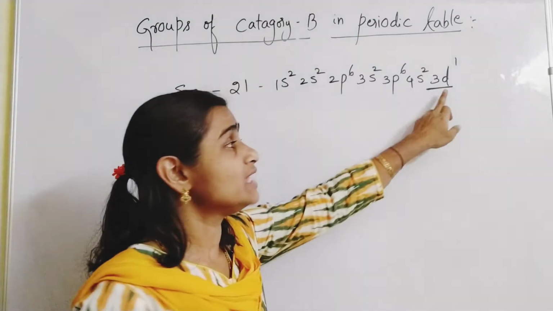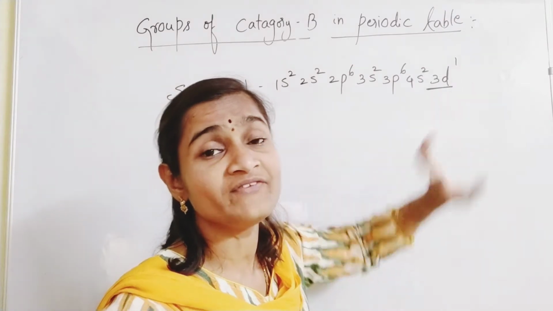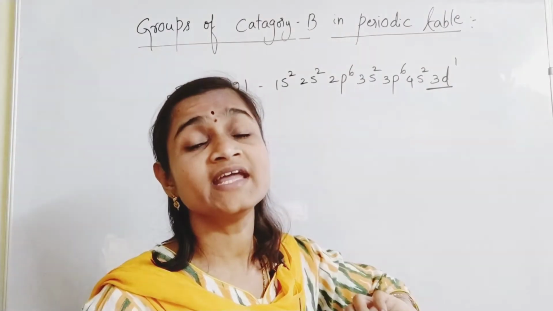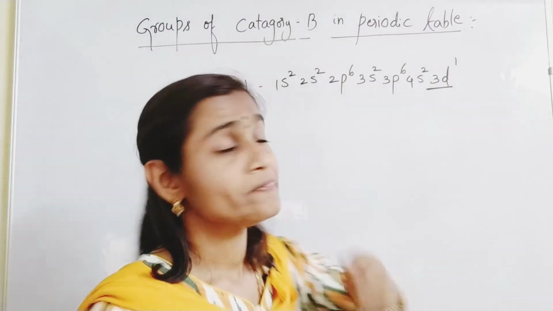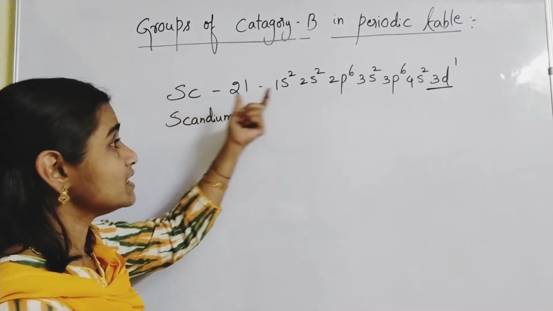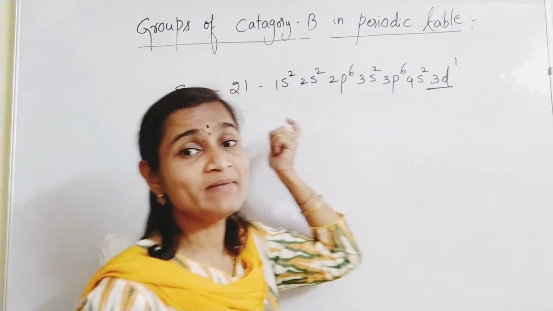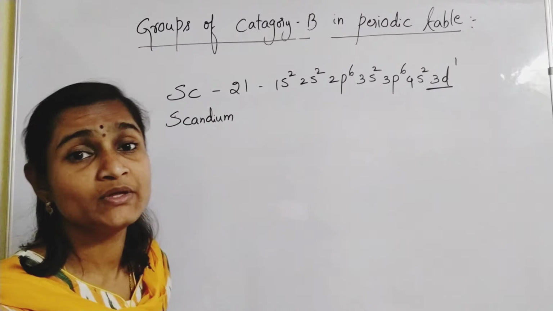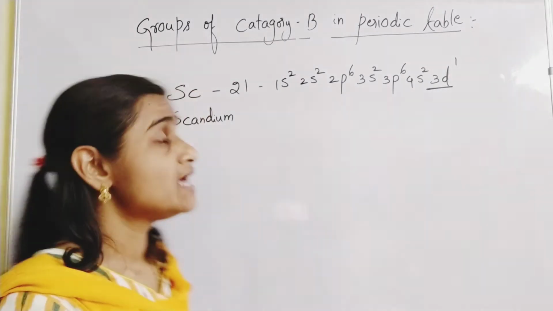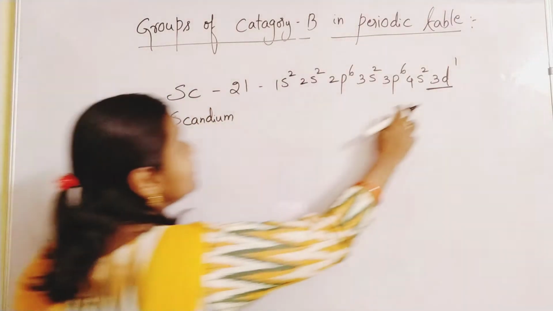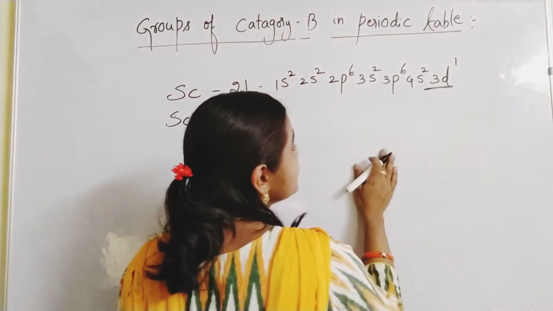That is why it is called the differentiating electron entering into the d subshell. So the d orbital starts from which element? Scandium, you can say. So here you can see the d orbital is being filled.